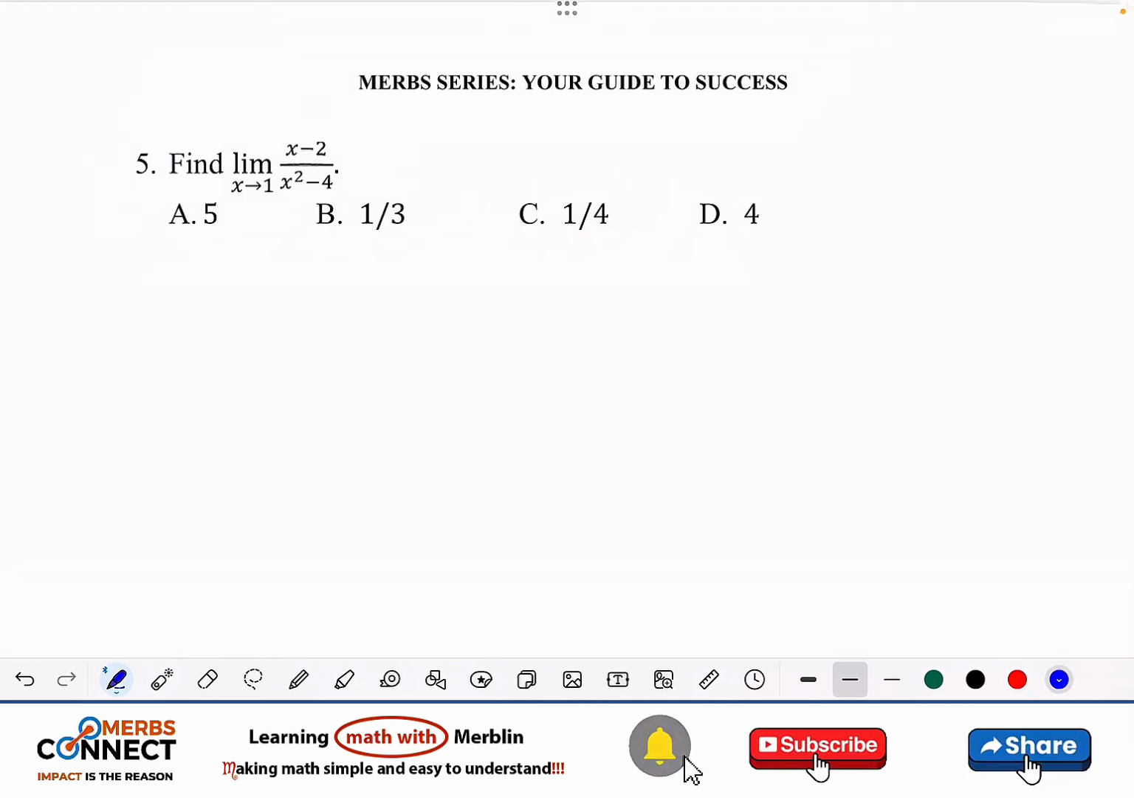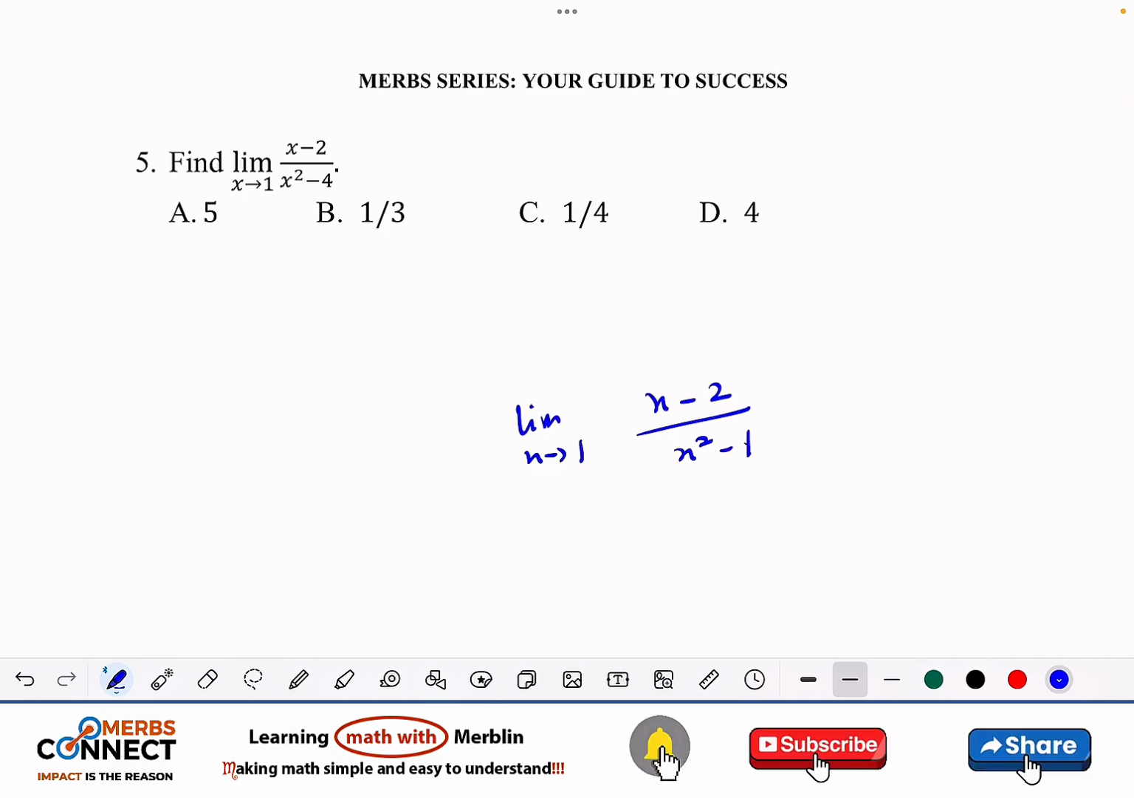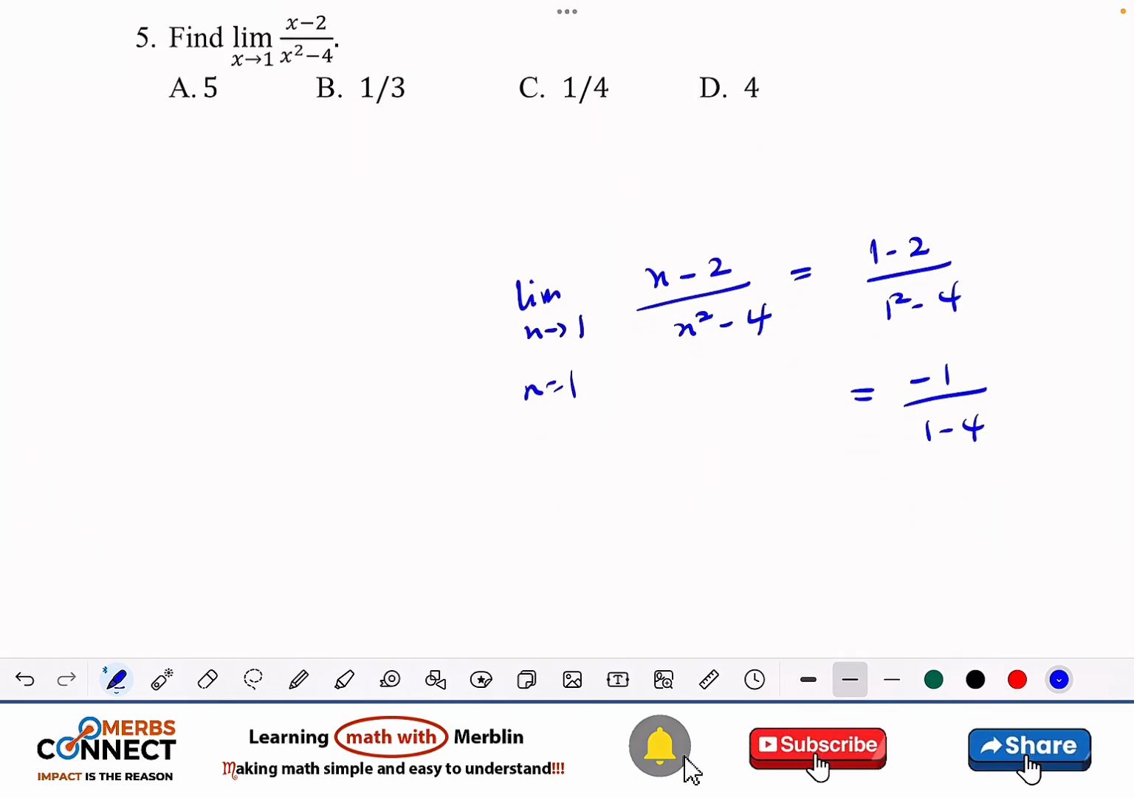Now we want to solve this one too. Limit as x is approaching 1 of (x minus 2) over (x squared minus 4). As I said, always direct substitution first. So let me plug 1 here because that's what is important. 1 squared is 1. 1 minus 4 is minus 3. It's not blowing up, so I can set x equal to 1 and do direct substitution. Minus 2, 1 squared minus 4. This is minus 1 divided by 1 minus 4, and this is going to give us minus 1 divided by minus 3, and this is 1 over 3.